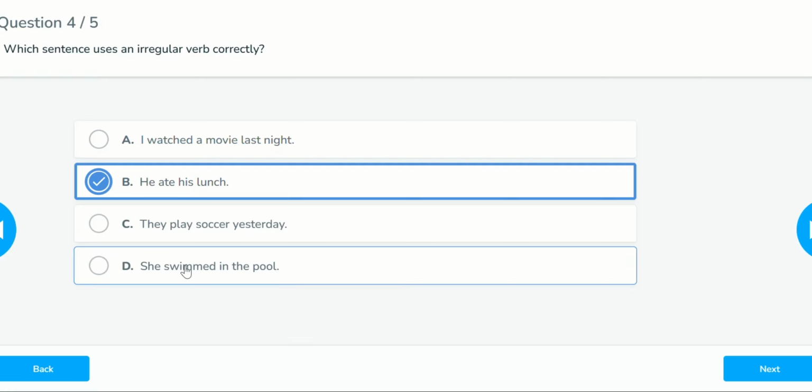She swimmed in the pool. No, this is not correct. Swim is an irregular verb. It should be she swam in the pool.